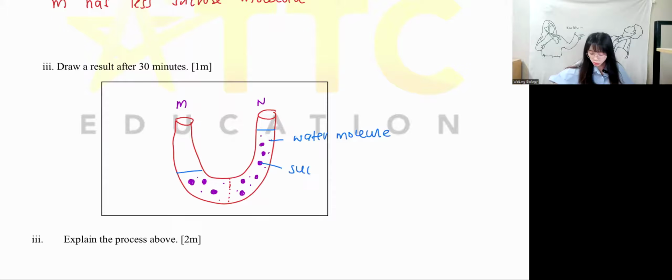This is a sucrose molecule. When you draw, it has to be a pencil. When you label, can be a pencil, can be a pen. But when you draw, it has to be a pencil, yeah?